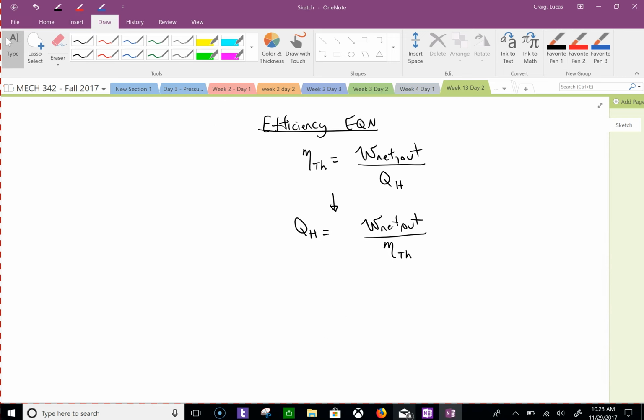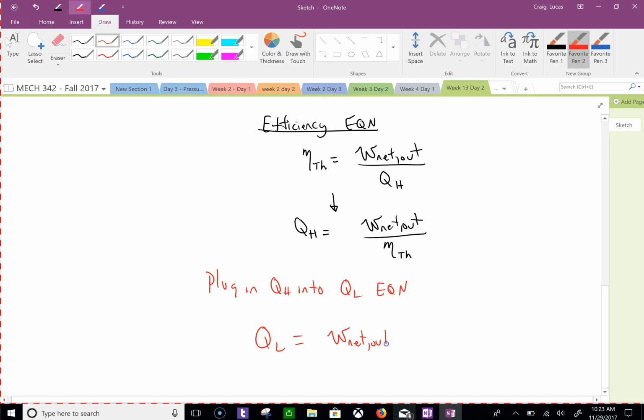Okay, so far everyone's okay? All right, so we're going to plug QH into the QL equation. So QL equals W net out over the efficiency minus W net out.